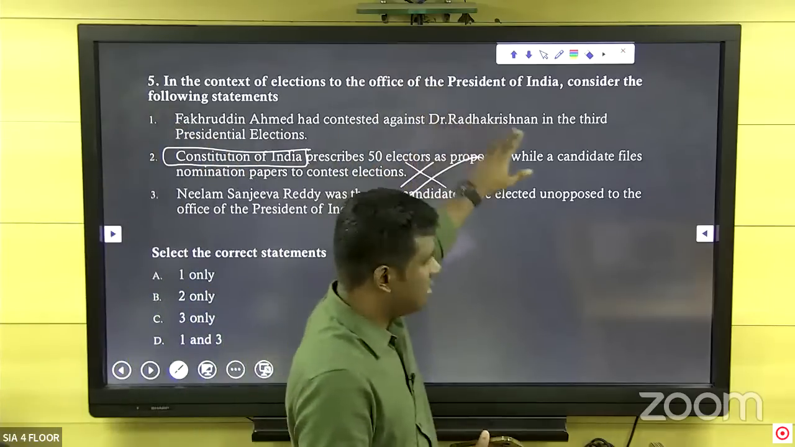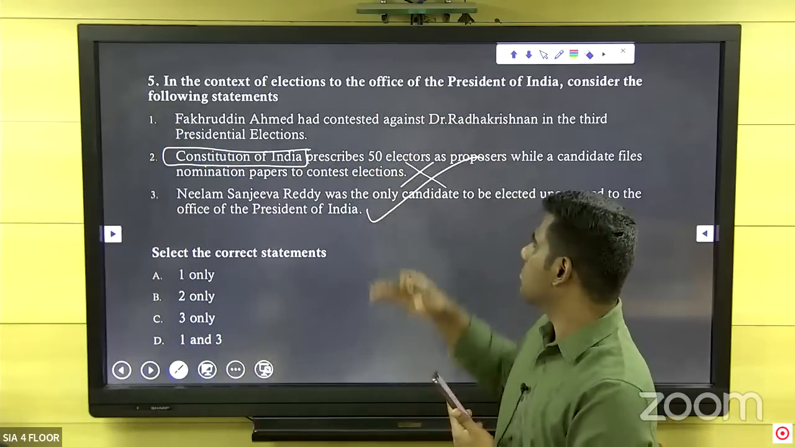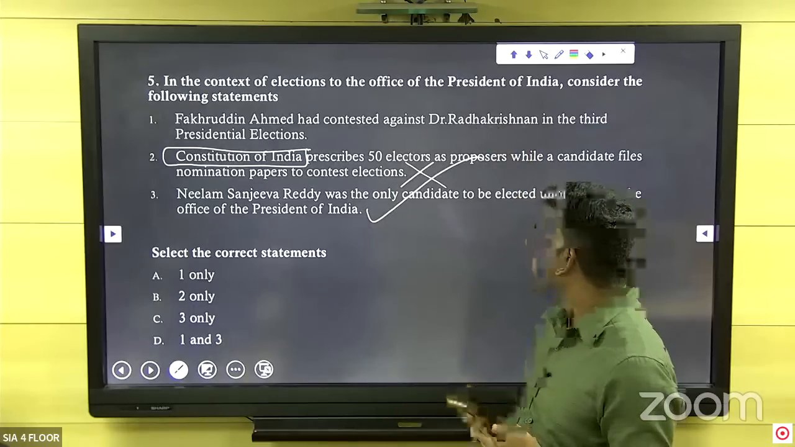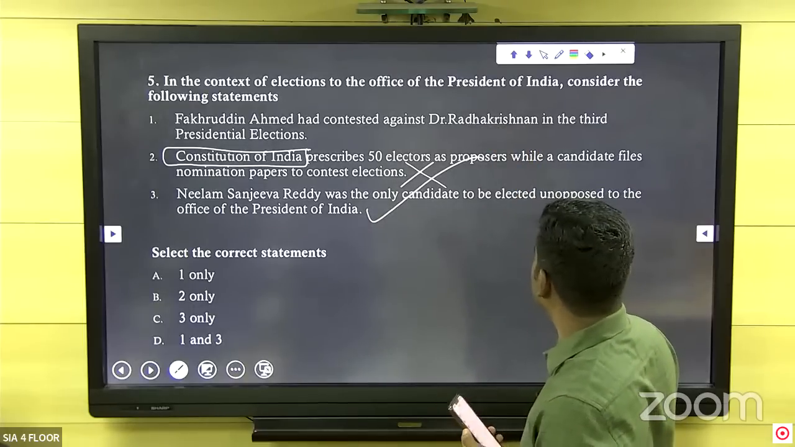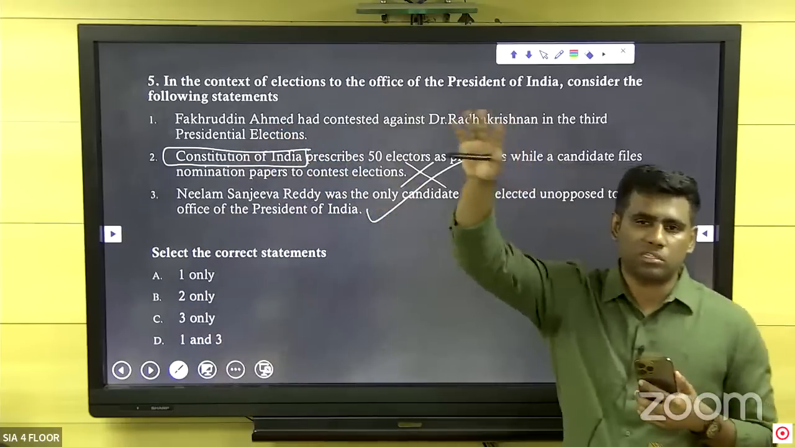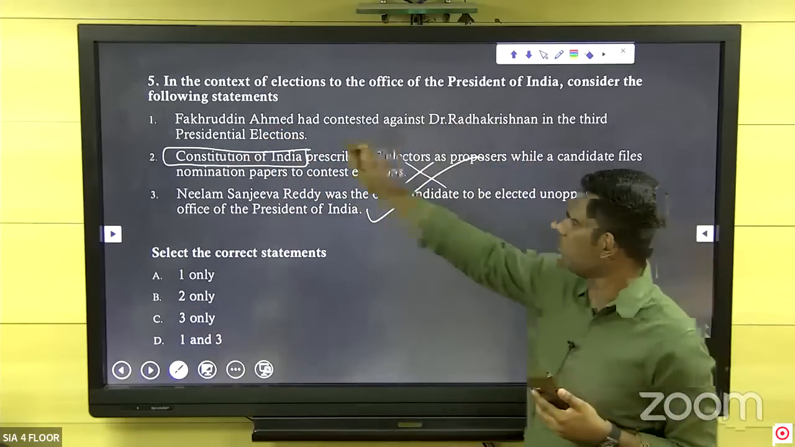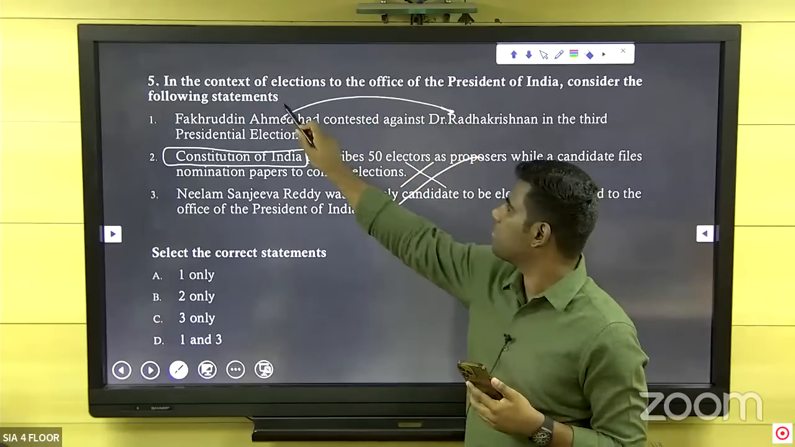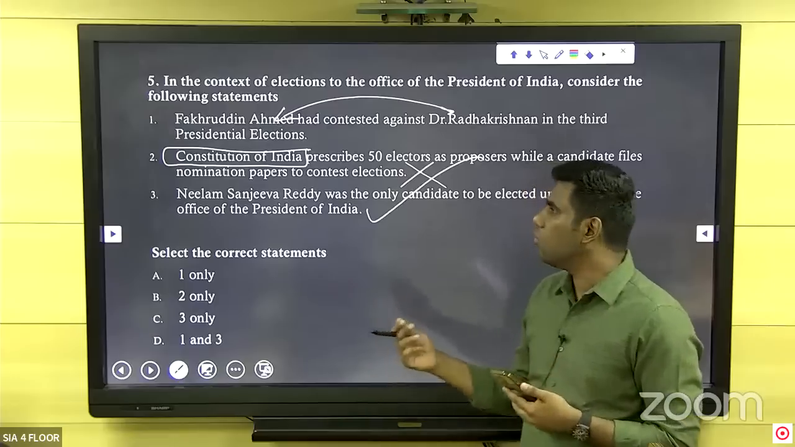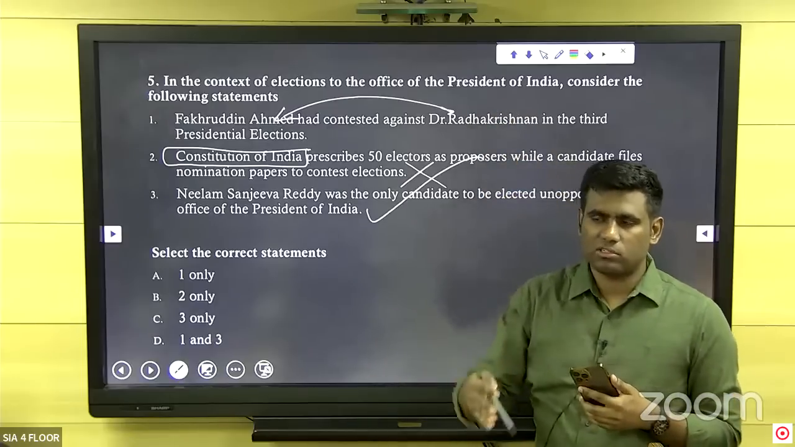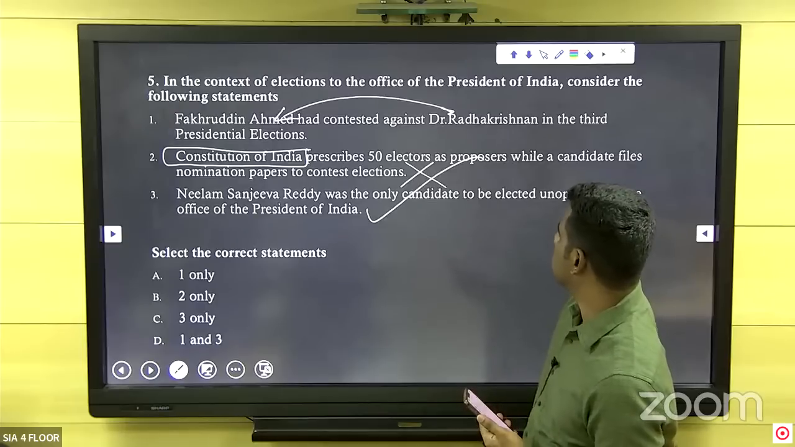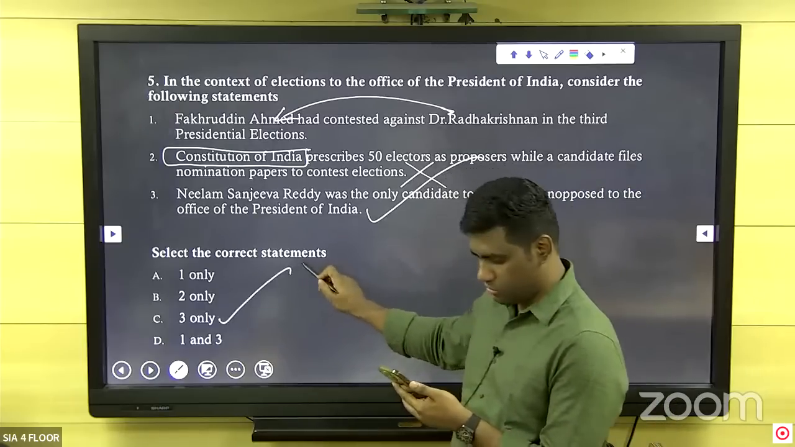That is Rajendra Prasad for the third time. So possibly in the 60s, Radhakrishnan would have contested elections. But Fakhruddin Ali Ahmed is from a later period, during the Emergency. So there is no relationship between these two people at all. They were presidents at very different points of time, so there is no way you can use such logic if you do not know the exact fact. Select the correct statements. So 3 only is the correct answer for this question.